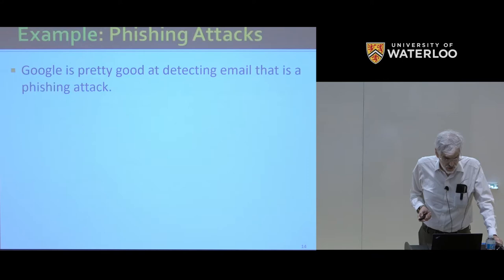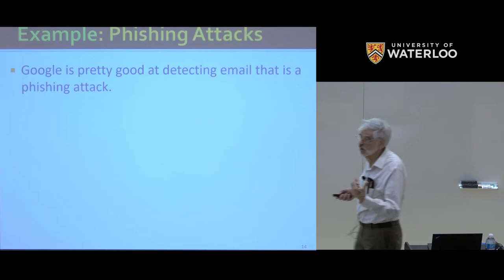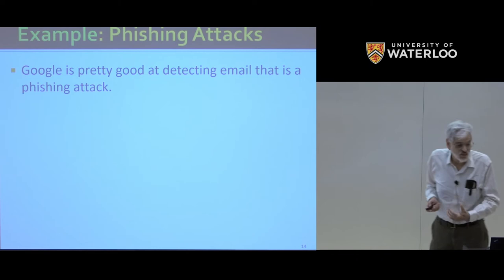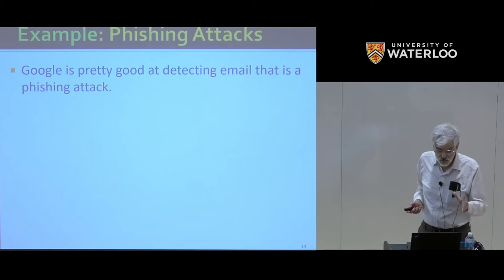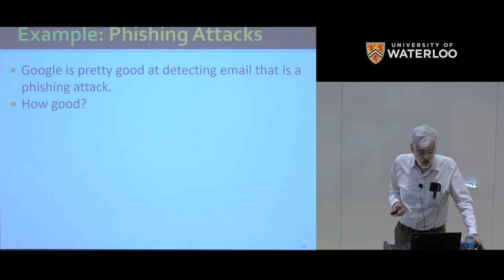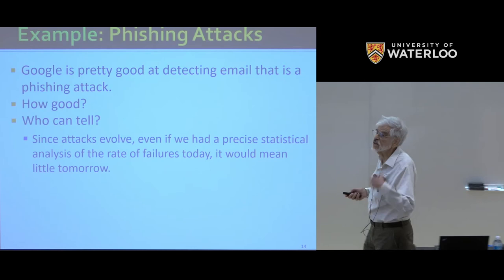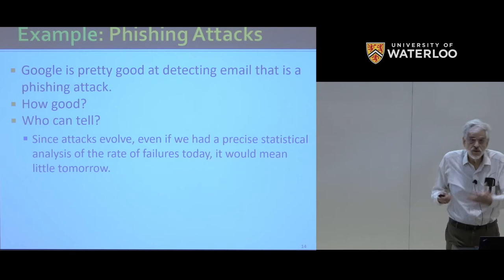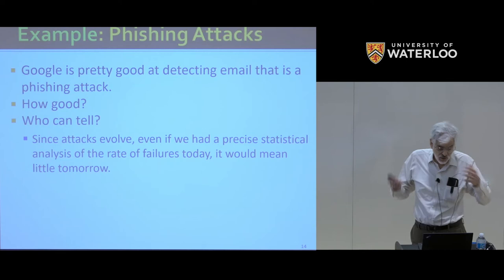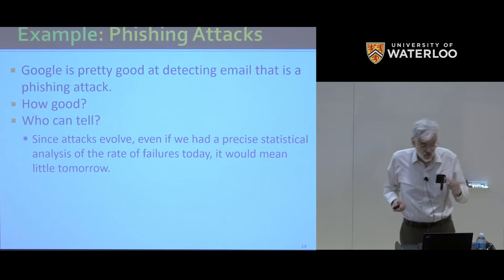Let's talk about an example. Doing the best you can is really the thing. For example, Google detects phishing emails, right? And it's pretty good. So how good is it? I have no idea. And I don't think that the people at Google do. And since these attacks evolve over time, even if they had a perfectly good analysis of how likely they are to discover a phishing email today, it wouldn't apply tomorrow. They're just going to do the best they can.